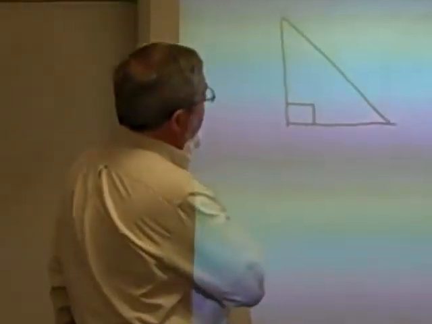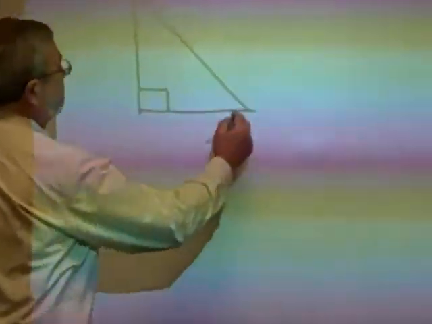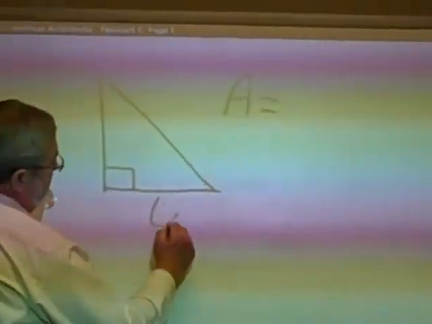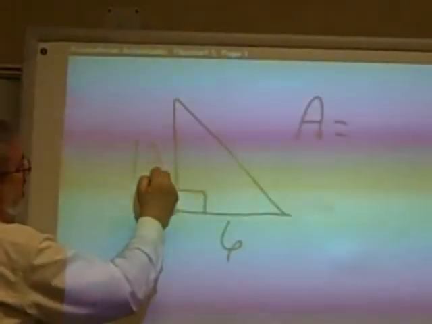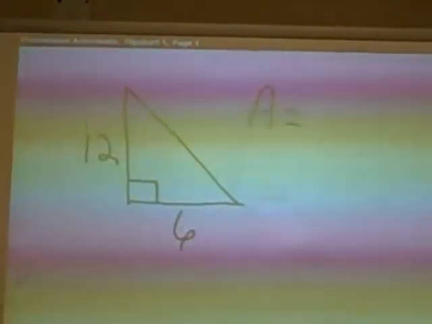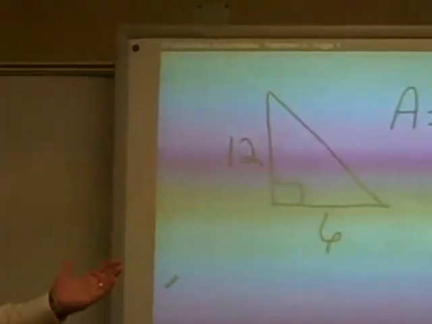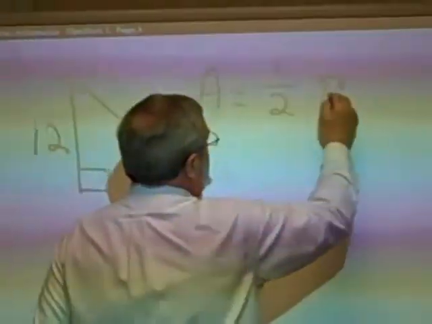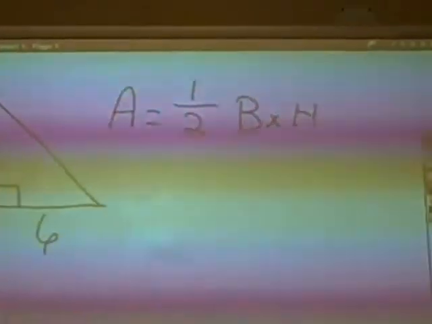Now, with this one, it's going to be a little bit different. We're going to do the easy one first. If the base of this one is, let's call it 6, and this height, you can see it's a little bit longer, we're going to call that 12. The difference with a triangle is that the formula is 1/2 base times height. Okay, 1/2 base times height.